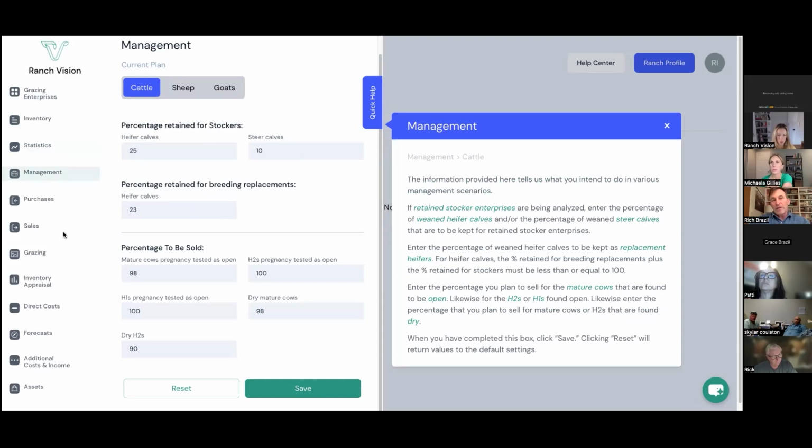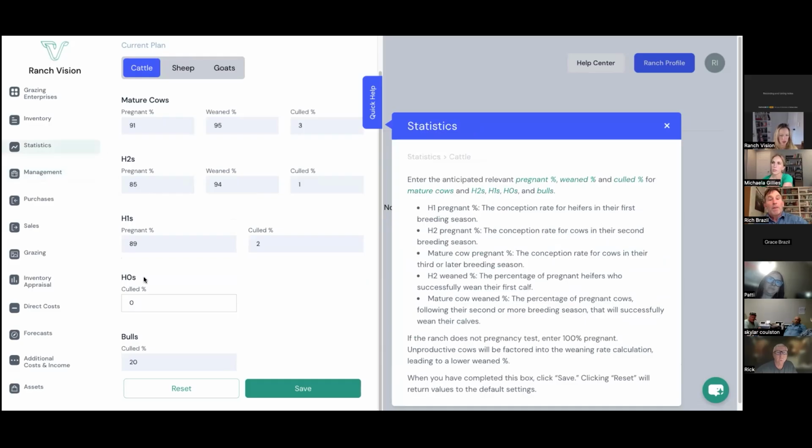The next one is management. What do you plan to do with those calves? This producer is looking to retain heifers or steers as stockers. And so what percentage of your calves do you want to do that with? And then also beyond that, the next question, what percentage of your heifer calves do you want to keep as breeding replacements? Aubrey has a question.